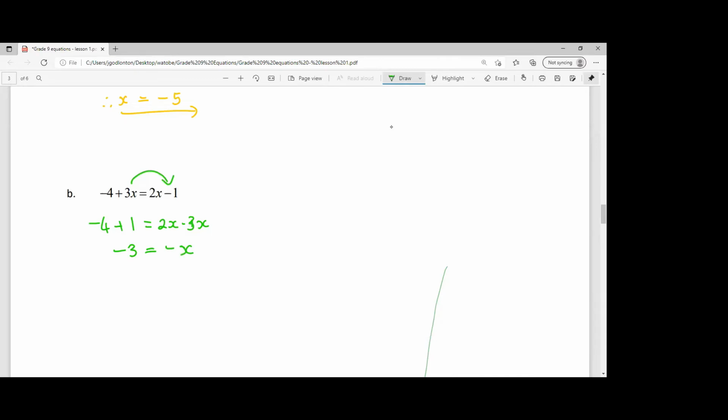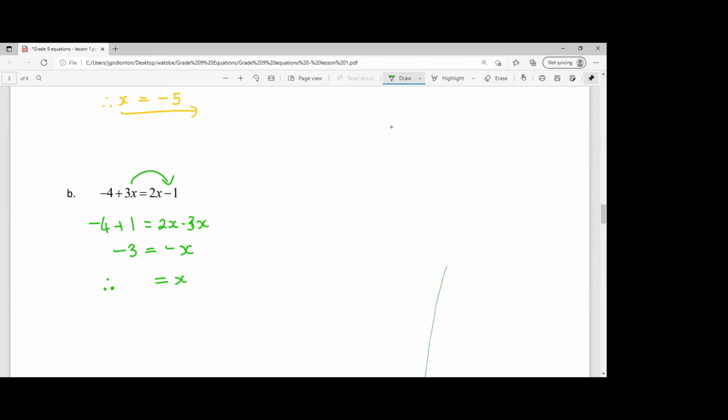Negative x equals negative 3. Everything you've said is beautifully right so far, but we never want to have our answer as negative x. We always want to have a final positive answer. So what would just x be equal to?